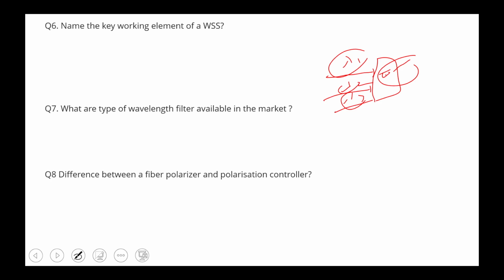Anyone can answer. So this is a spatial light modulator made with a liquid crystal. That crystal will select only that particular wavelength. So what are the types of wavelength filter available in the market in optics? Can anyone tell me one or two names of optical filters? Even Jonek explained it before, in the summary at the start of the class.